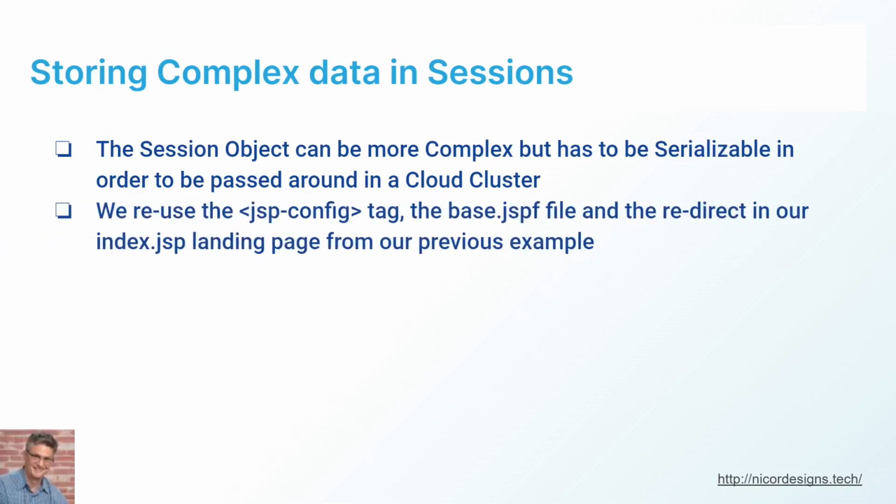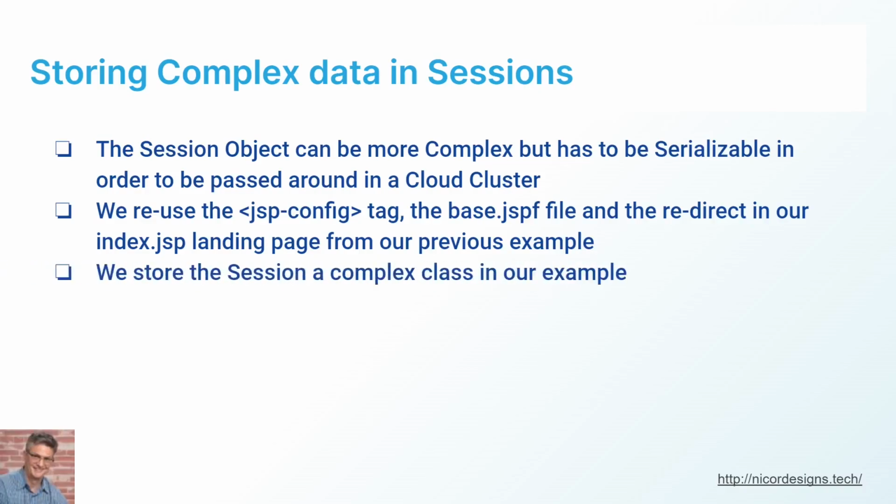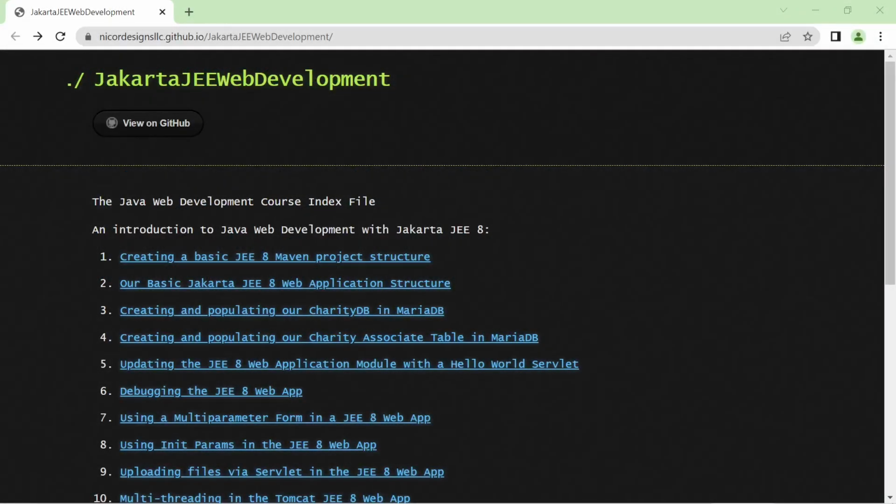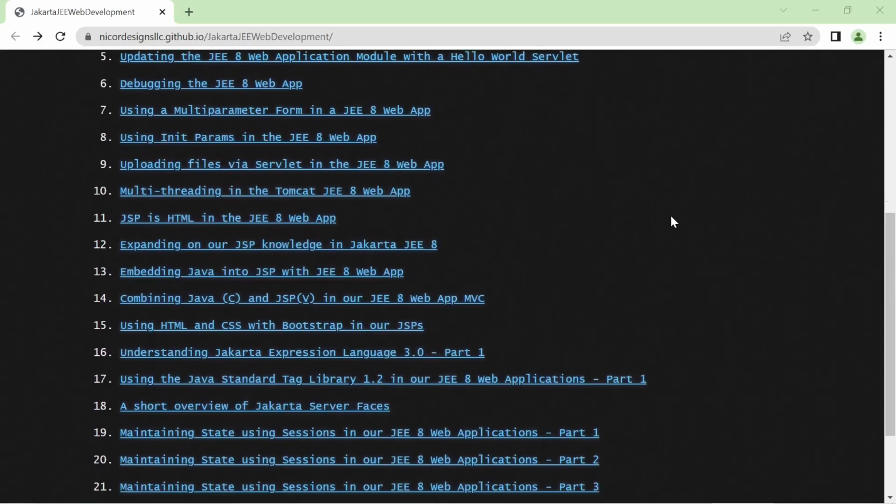We are going to reuse our JSP config tag in the base Java server page fragment file and redirect it to our index.jsp page in our charity registration example. And in our example, we will use a complex serializable class. And now we're going to go over to our course documentation with our brand new layout theme.